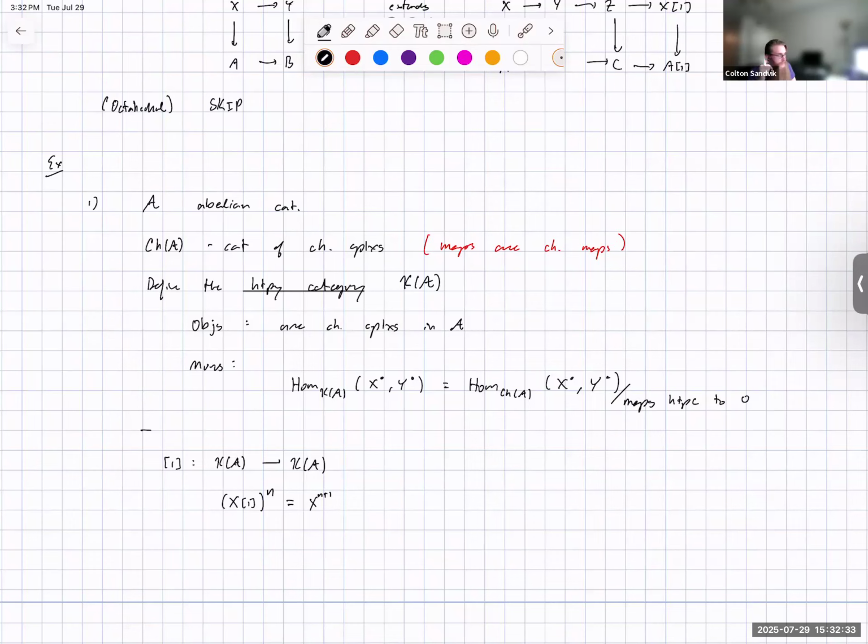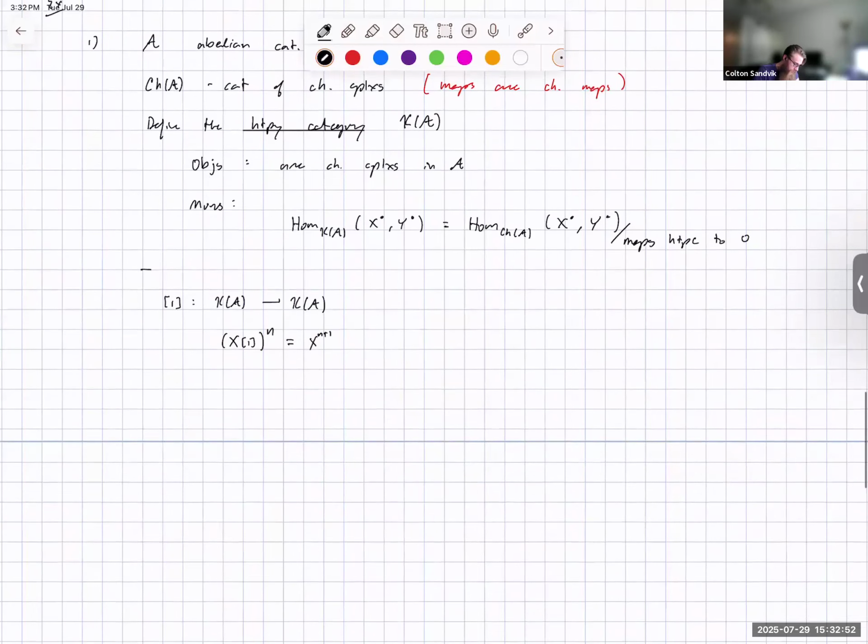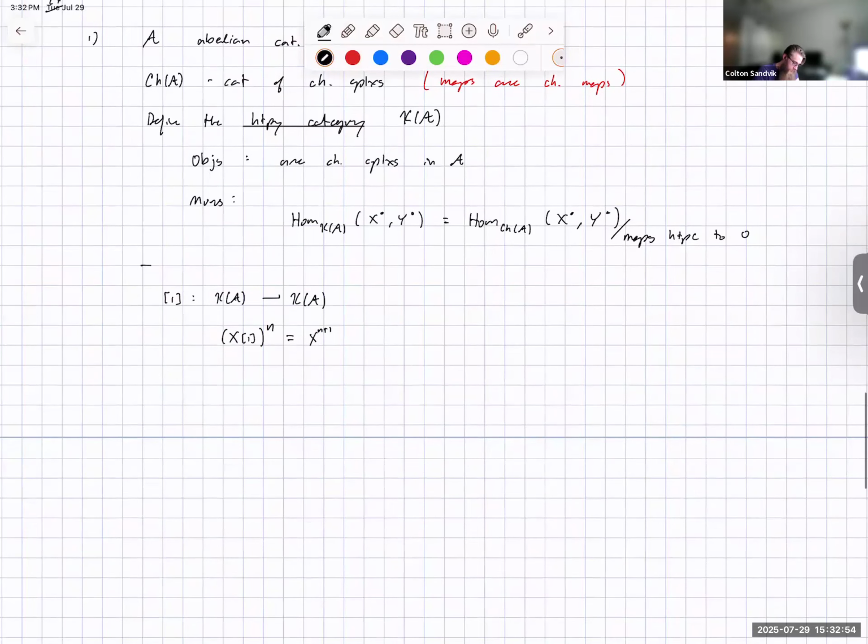So it's again just convention, and I'm not going to write out what it does to the differential. It just does what it has to do. And so we now need to explain what the distinguished triangles are. This is the shift functor. So the distinguished triangles.